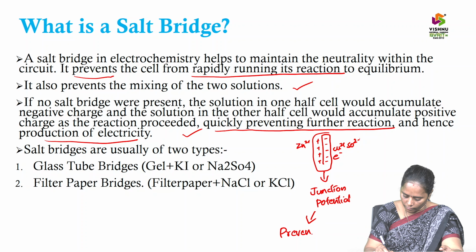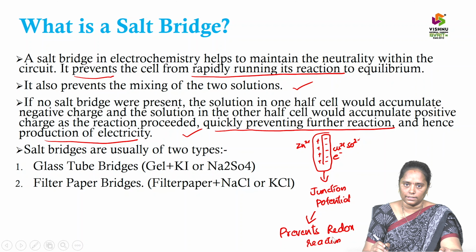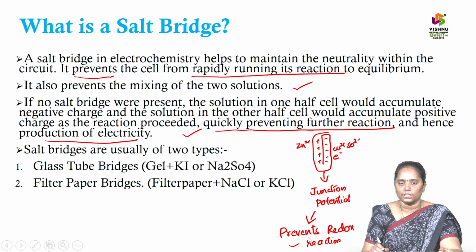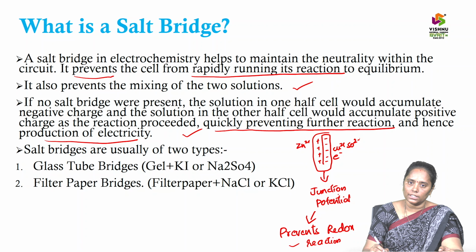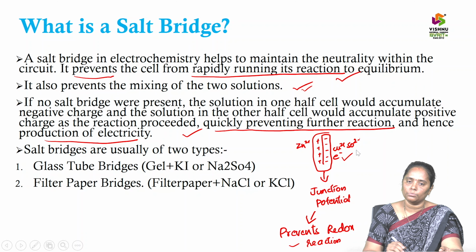that prevents the actual redox reaction to produce electricity. So if this junction potential is developed, we don't get the voltage or current, that is, the actual redox reaction does not happen. So we need to avoid this junction potential. The junction potential is developed due to mixing of the two solutions. So this salt bridge prevents all such errors. One is rapid running of reactions, mixing of two solutions, and prevention of junction potential which inhibits further redox reaction.